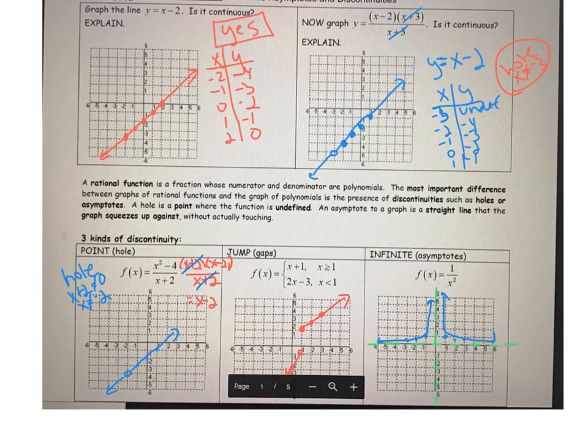So there is the graph of the rational equation f of x equals 1 over x squared. So two asymptotes there. You have a vertical asymptote, an up-and-down vertical asymptote at x equals 0. And we have a horizontal asymptote at y equals 0.